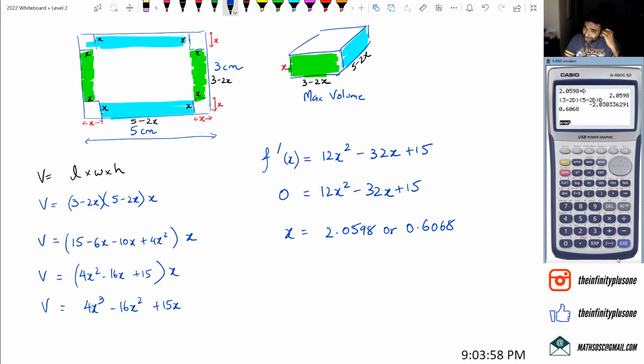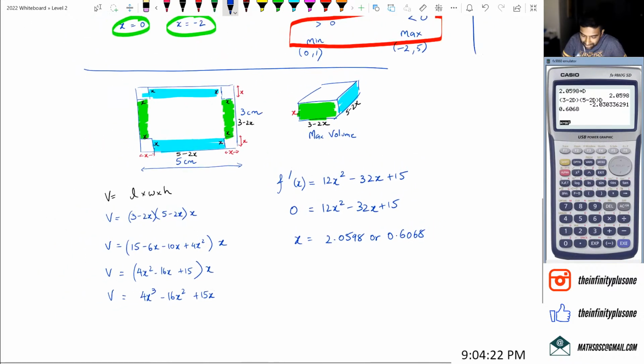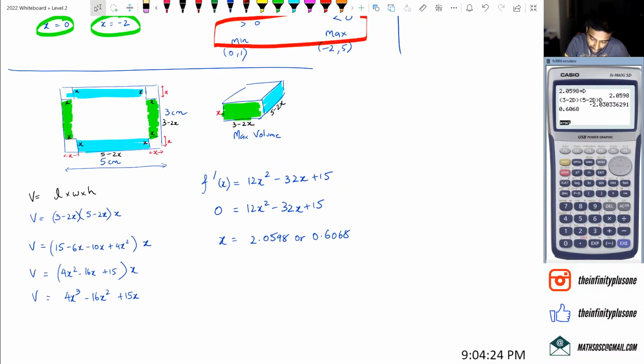No. We basically said that x is 2.0598 or 0.6068. There's only one valid answer here. When we put this 2.0598, you're getting a negative volume. It doesn't work. Why? And you broke the length of the rectangle. Thank you, Rayhan. You are absolutely on the money there. Because look at this. Yeah, you're right.